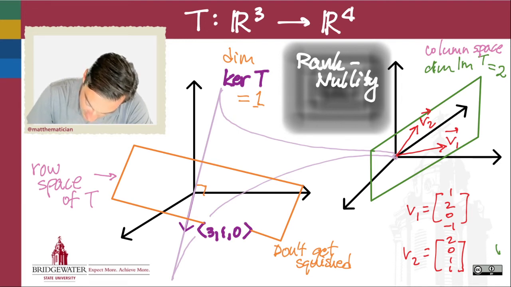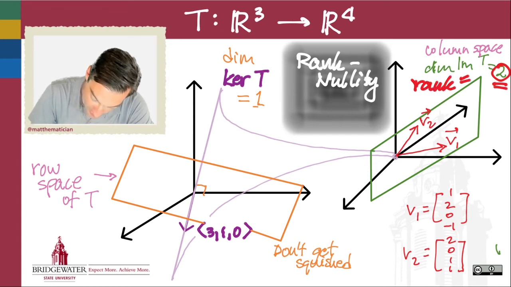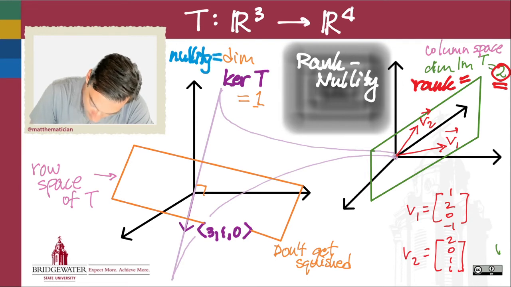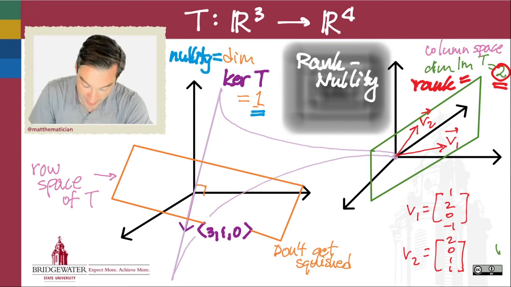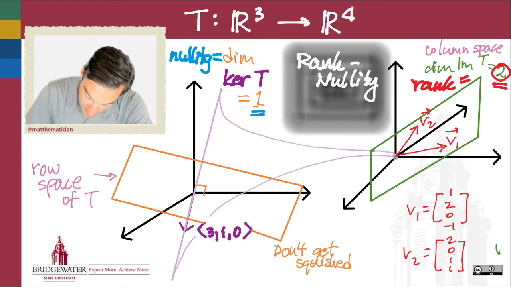So when we say rank, that's what we mean. The rank is the dimension of the image. The nullity, as the name might suggest, is the dimension of the kernel. So in this example, that's 1. And so the Rank-Nullity Theorem just says that rank plus nullity is equal to the dimension of the domain.